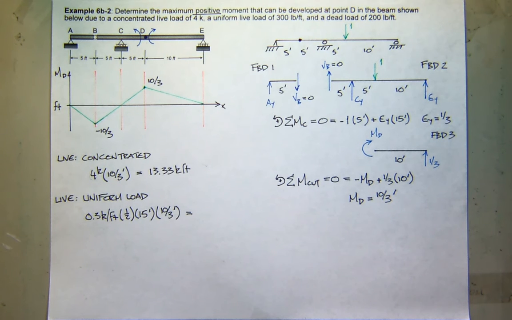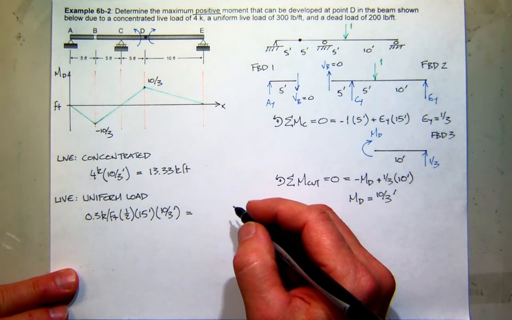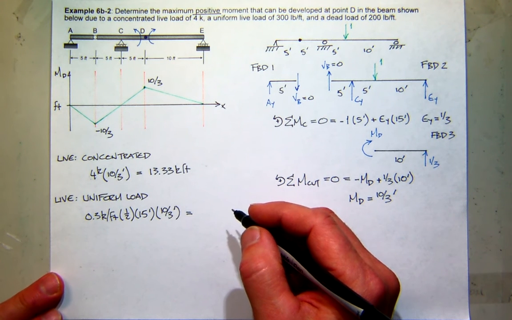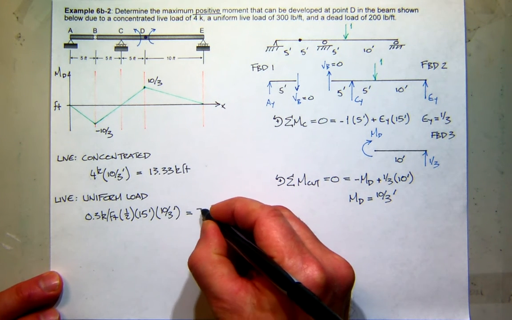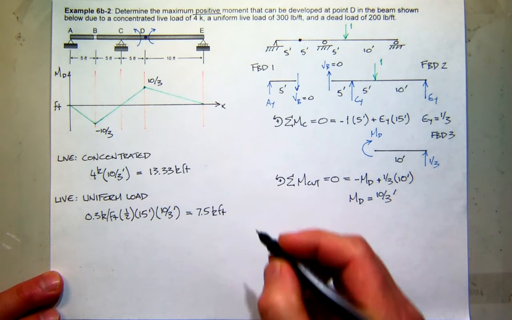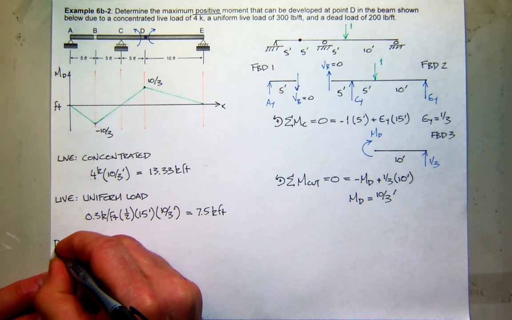Oh, I forgot the 10 there. It's 7.5. Anybody else get 7.5? I got that. Oh, good. One person. Good. 7.5. Very good. I like it. And now we'll do the dead load.